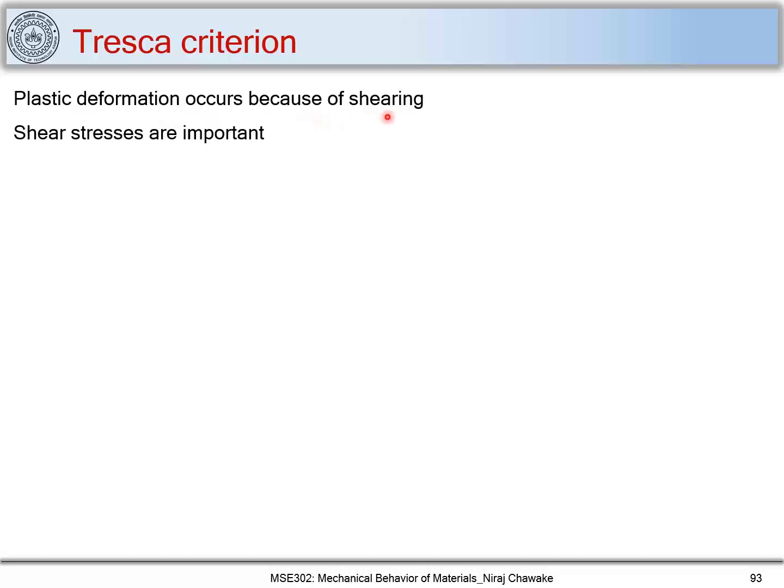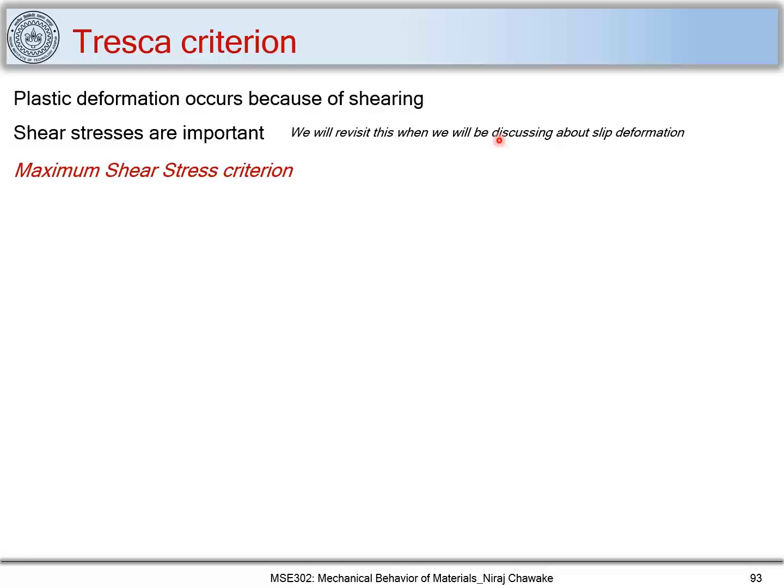Now let's see another criteria, that is the Tresca criteria. We have seen the von Mises criteria; now we will see the Tresca criteria. The Tresca criteria says that plastic deformation occurs because of shearing. Shear stresses are important to find out when the material will start deforming plastically. We'll revisit this when we discuss slip deformation, why shear stresses are important and why shearing causes plastic deformation. So this is the maximum shear stress criteria.